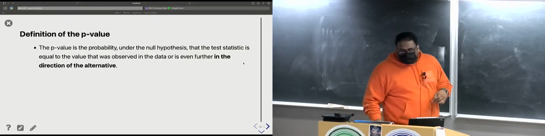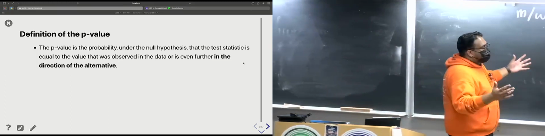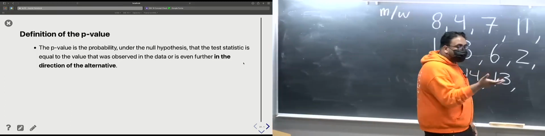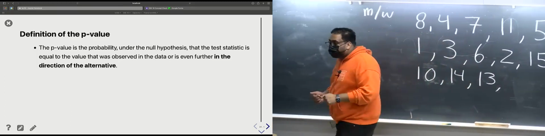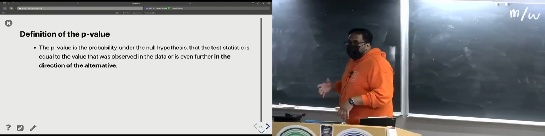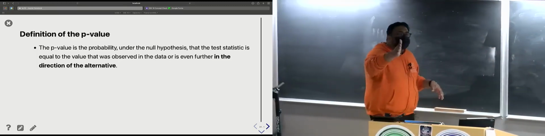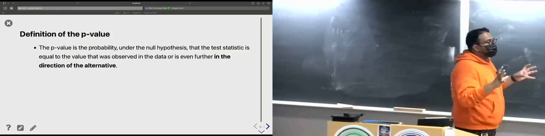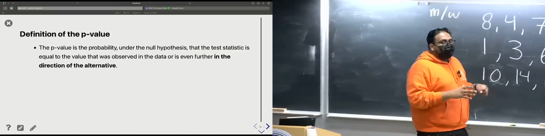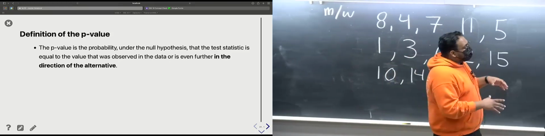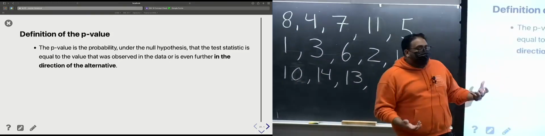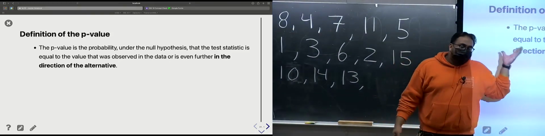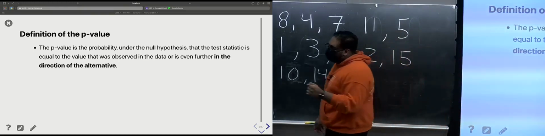Okay, and so more specifically, or more generally, I should say, the p-value is the probability under the assumption that the null hypothesis is true, that the test statistic is equal to the one we observed, or more extreme in the direction of the alternative hypothesis. Right? And so this is why it's important to design your test statistic correctly, right? So it's clear what we mean by direction of the alternative hypothesis.